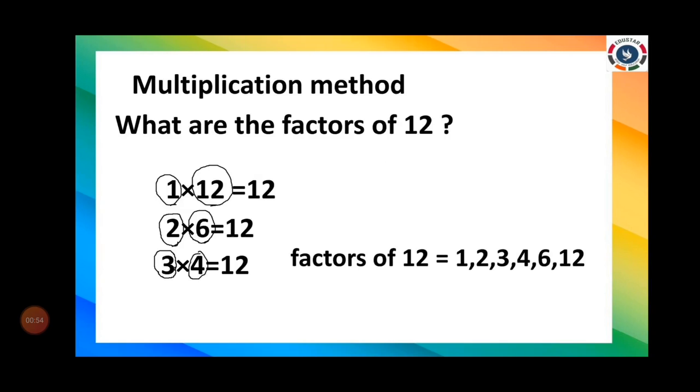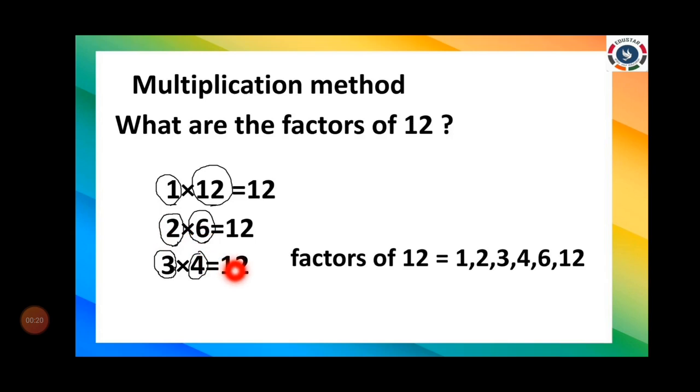Now I am going to explain the multiplication method once again. What are the factors of 12? You start with the 1 table. 1 12 is 12. And 12 comes in the 2 table also, so 2 6s are 12.